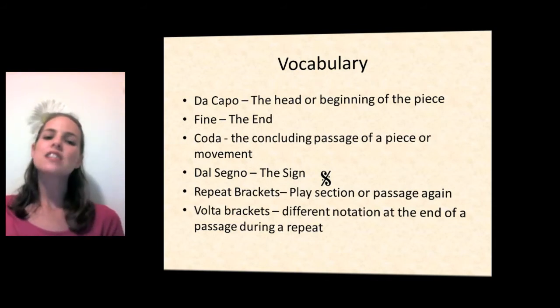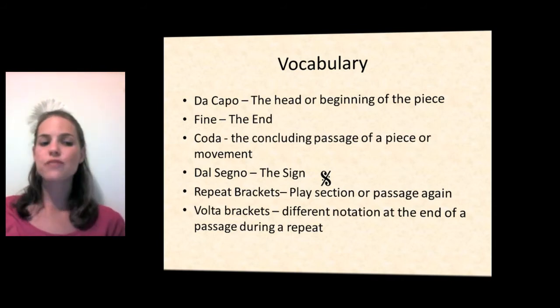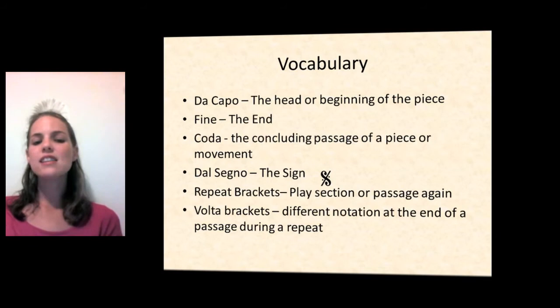Da capo is the head, the beginning of the piece. Fine, not fine, is the end of the piece or finish. Coda is a concluding passage of a piece or a movement. This is usually separate from the actual piece. It's kind of like a tagged on piece right at the end. Dal segno is the sign, and it looks a lot like this.